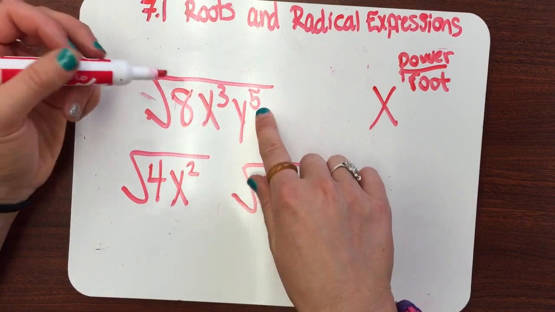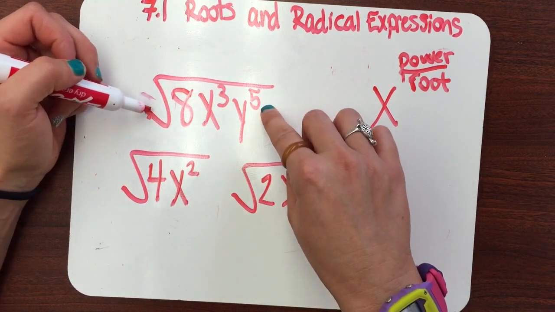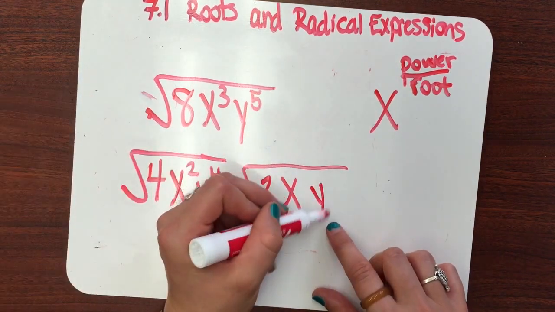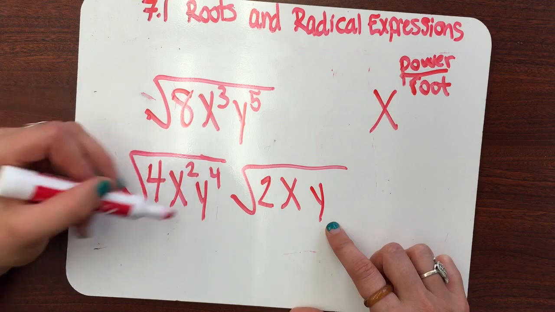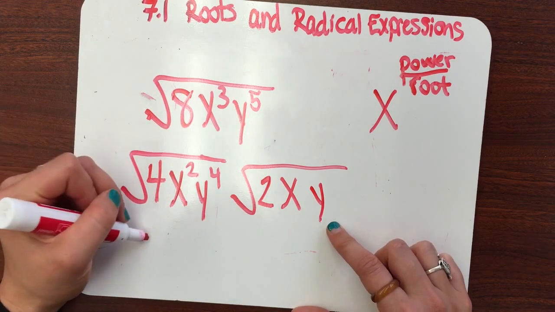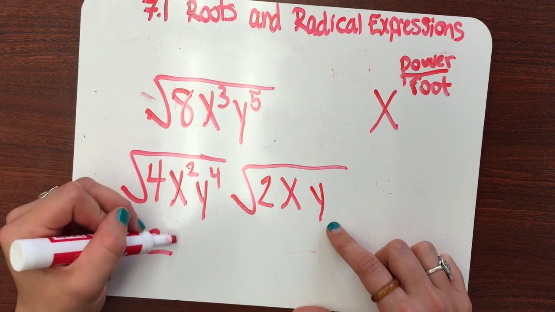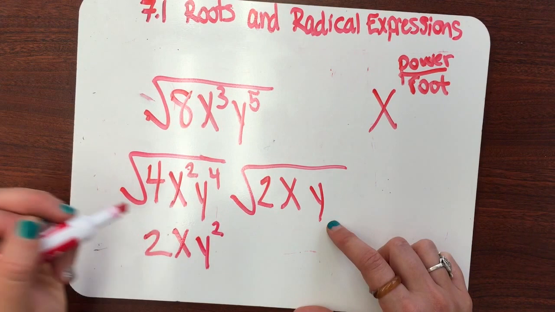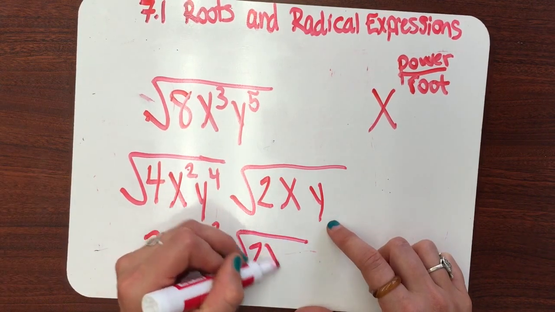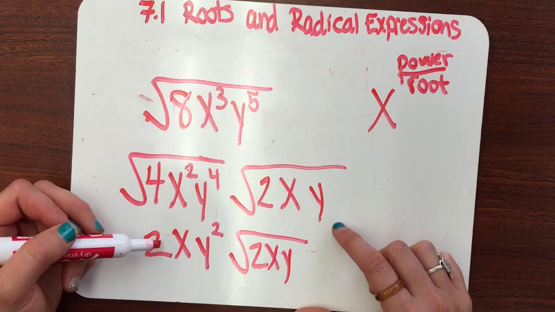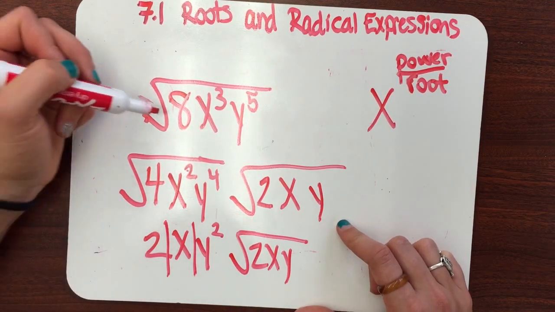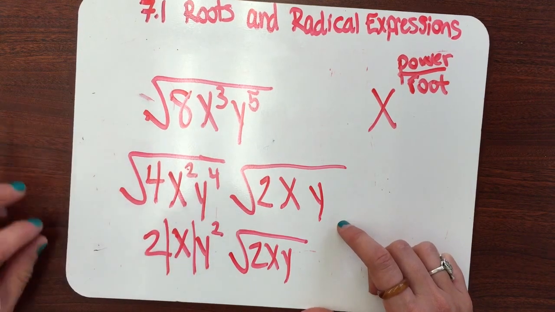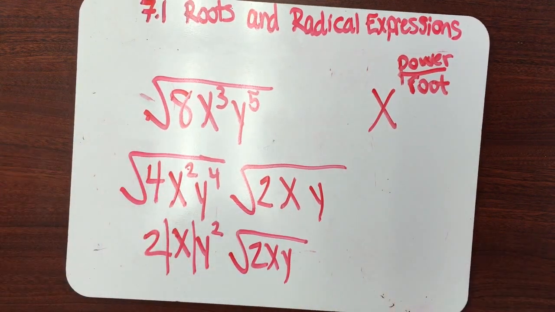Y to the 5th. I need it to have a multiple. The exponent has to be a multiple of 2. So the highest one would be y to the 4th, and then I still have 1 left over. And now I'll take the square root of my perfect squares. Square root of 4 is 2. Square root of x squared is x to the 1st. Square root of y to the 4th is y squared. Square root of 2xy. And then we need to put absolute values around the x because we started with an even root and this one ended with an odd exponent, so we put absolute values around the part that needs it. And that's it.